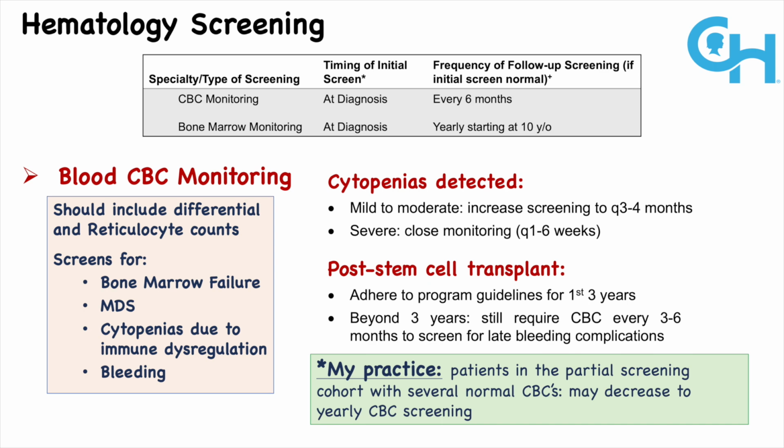So for patients in the partial screening cohort, if they have had several normal CBCs and we have a question as to what their risk is for developing severe bone marrow failure, we'll actually decrease the frequency of CBC monitoring to once a year.